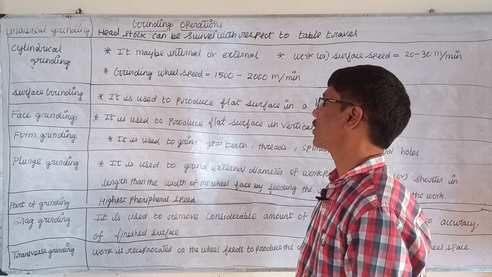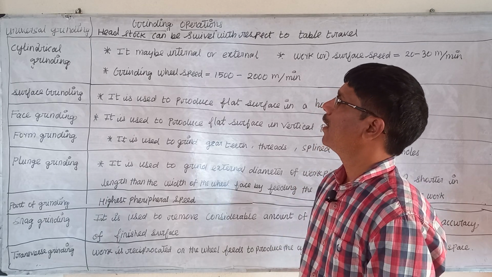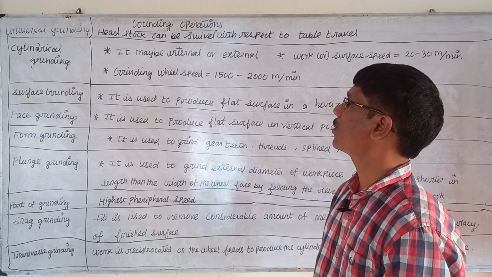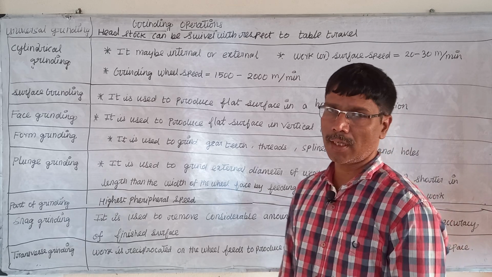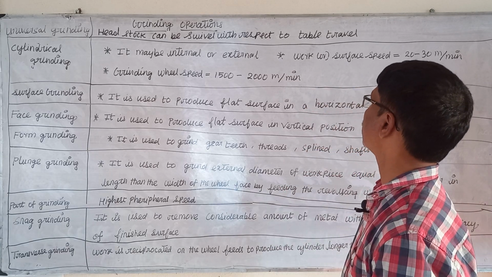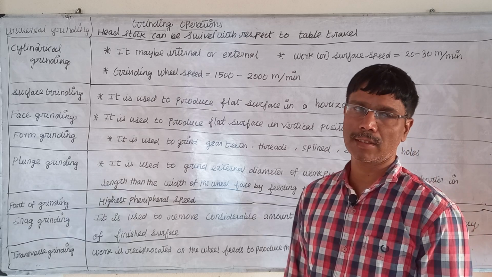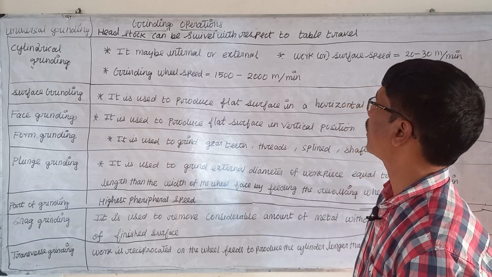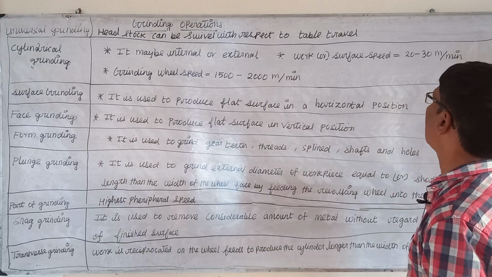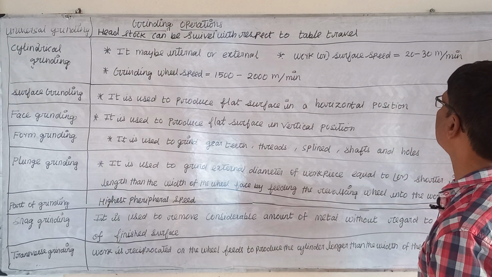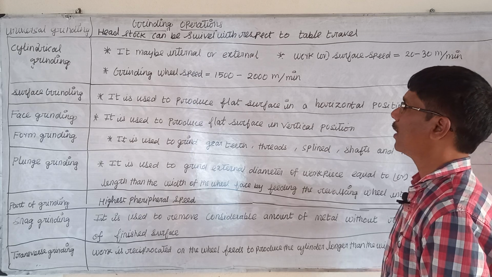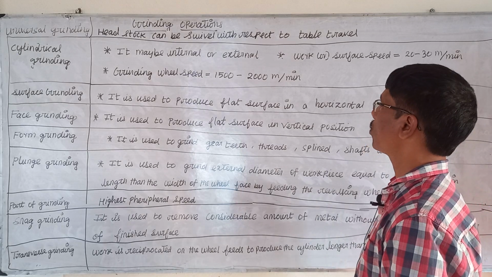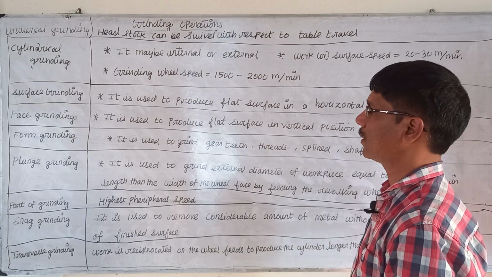Types of grinding operations we are going to see. First one is universal grinding, where the headstock can be swiveled with respect to table travel. That type of grinding is called universal grinding. And the next one is cylindrical grinding. It may be external or internal. Work surface speed is equal to 20 to 30 meter per minute. Grinding wheel speed of 1500 to 2000 meter per minute can be obtained.